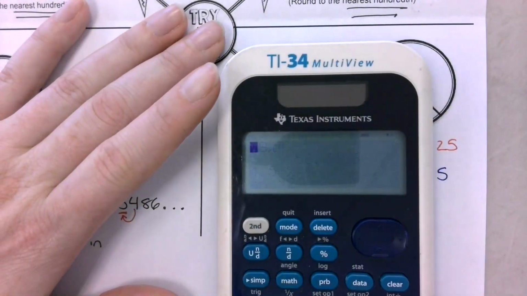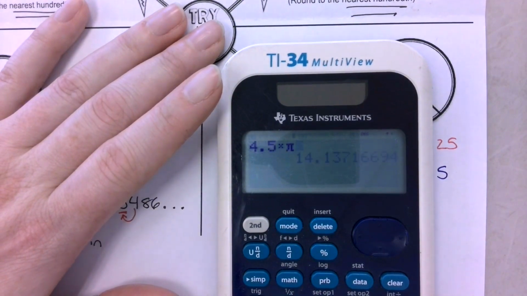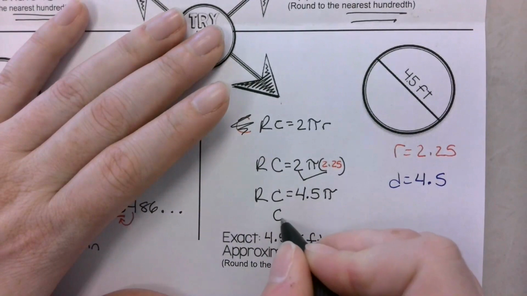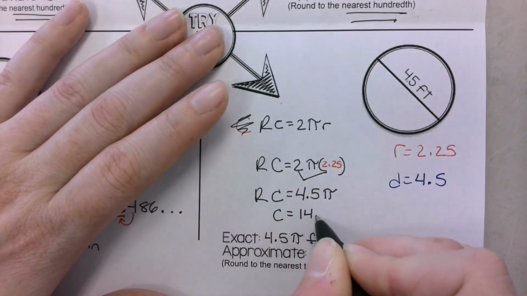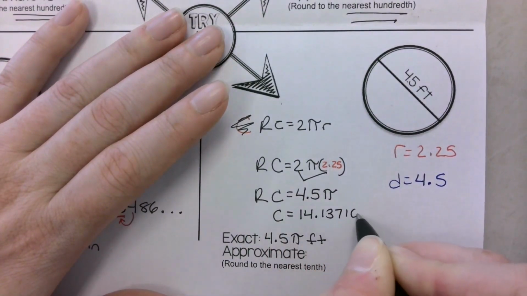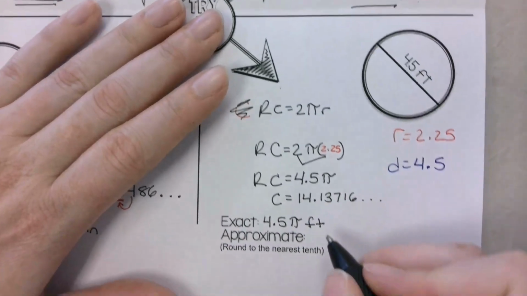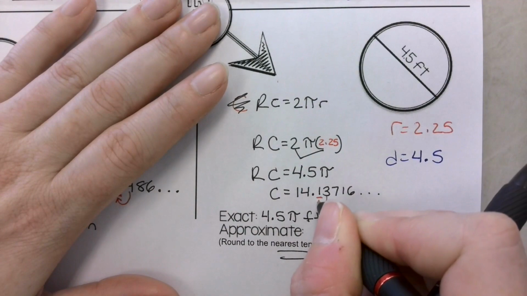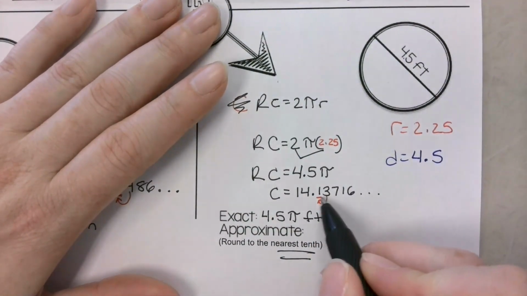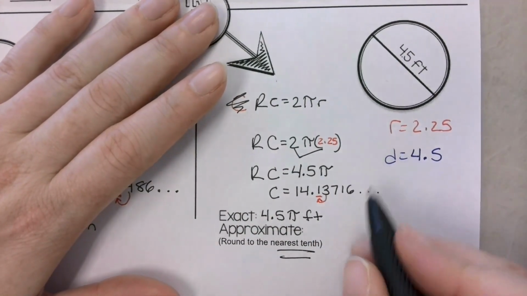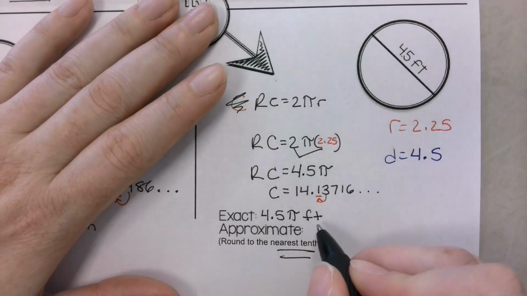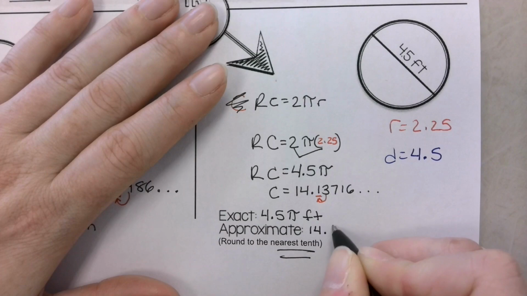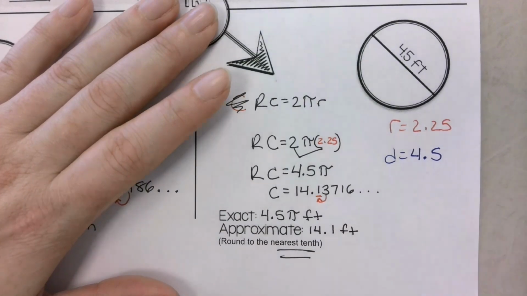Let's get our approximation. 4.5 times pi. Oh, wow, it actually just gave us the decimal this time. So now we know C equals 14.13716... If we want to approximate to the nearest tenth, we will look at our tenths place and look behind it. So does that 3 tell the 1 to stay a 1 or become a 2? It should stay a 1, which gives us 14.1 feet.